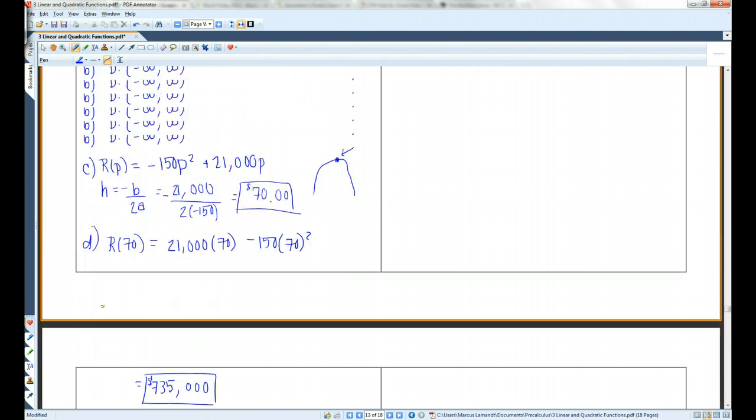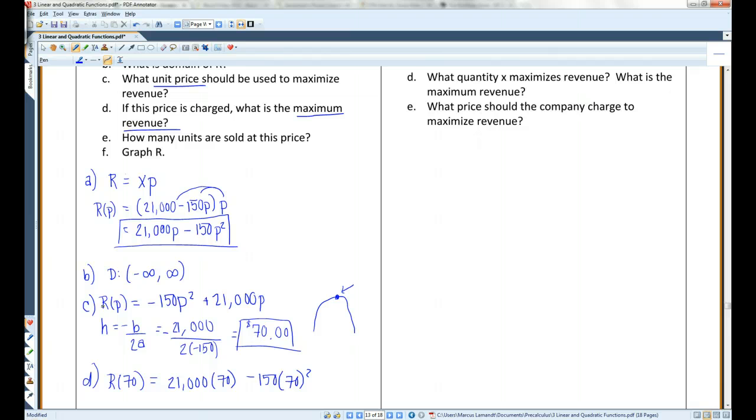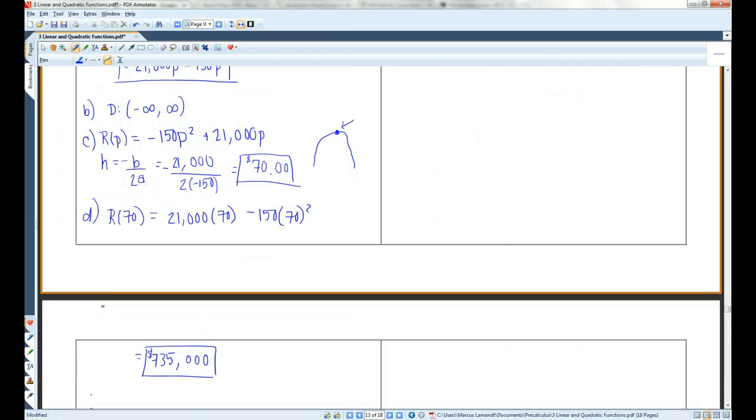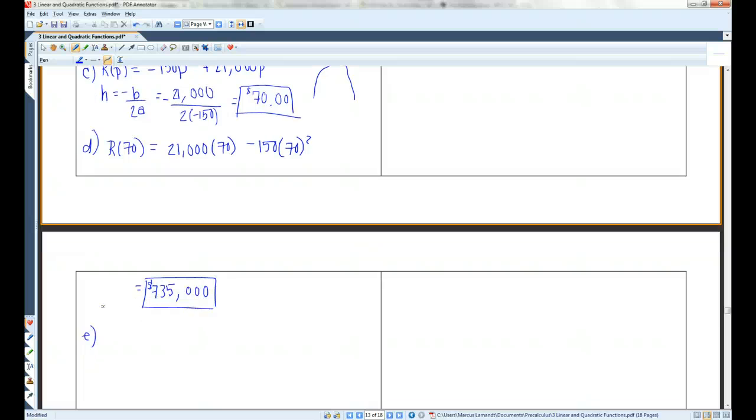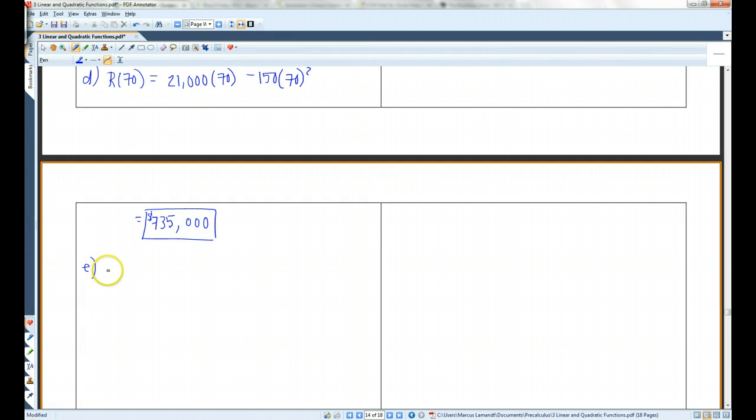Alright, E. How many units are sold at this price? Okay, the number of calculators sold is given by this demand equation, the equation we started with. 21,000 minus 150P. And we know what P is. P is 70. So I'm going to plug that in. If you do all that, you should get 10,500. So this is the number of units sold.